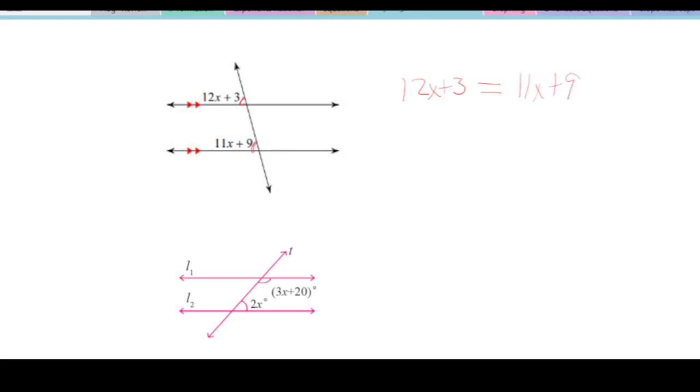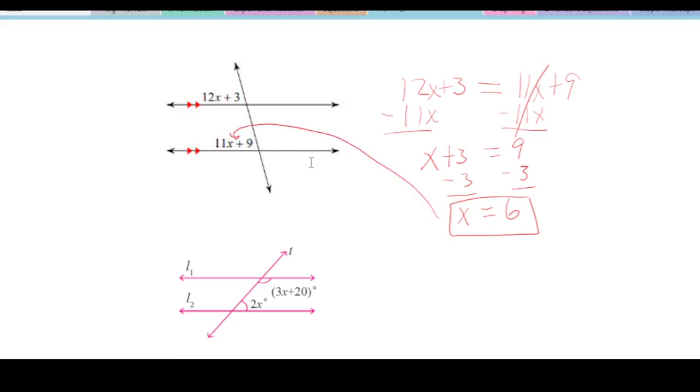And now I'm just going through the steps of solving an equation. I subtract the 11x from both sides so that I can move all my variable terms to the same side. 12x minus 11x is just 1x. I'm still left with a 3 over here, and on this side, I'm just left with a 9. Then I'm going to subtract 3 from both sides, and that's going to give me x equals 9 minus 3, which is 6. Now, that is not the measure of the angle. That's just the value of x. If I want the measure of the angle, I will plug that in next to figure out 11 times 6 plus 9, and that'll tell me the measure of the angle.